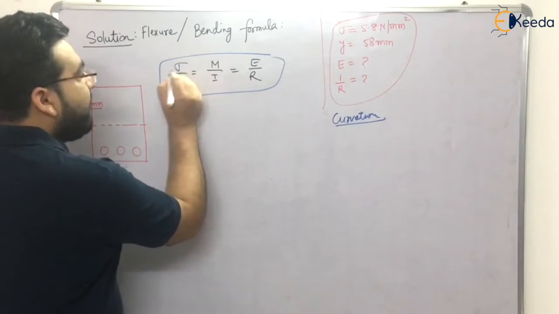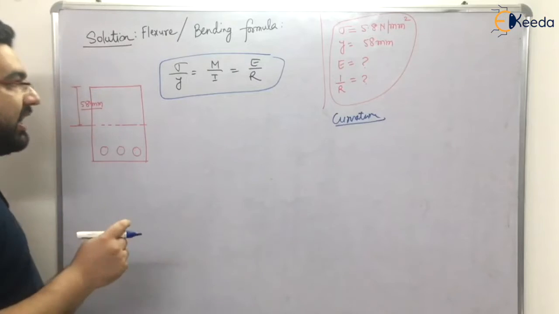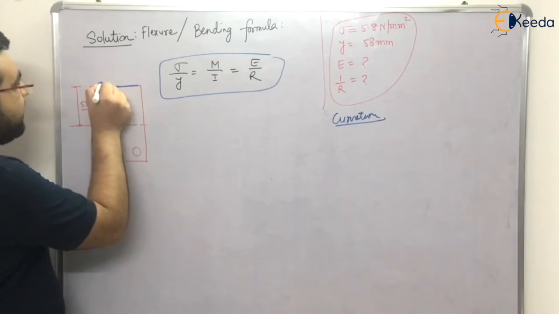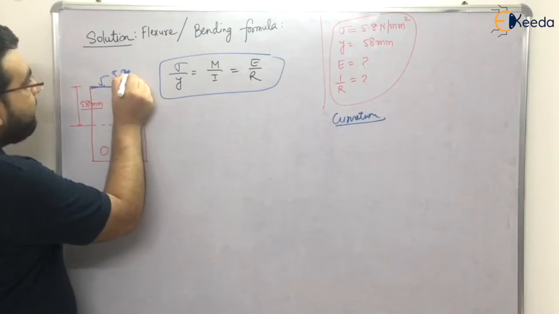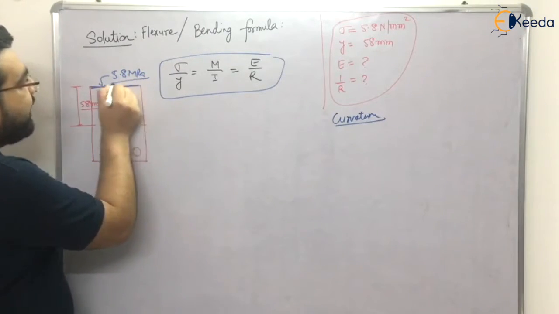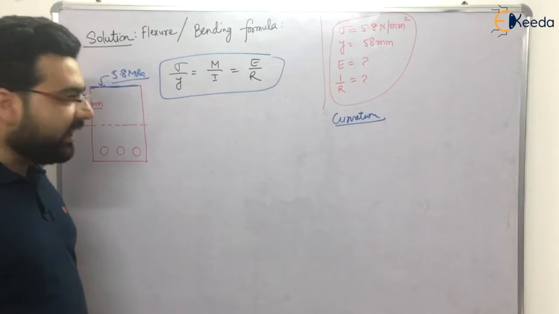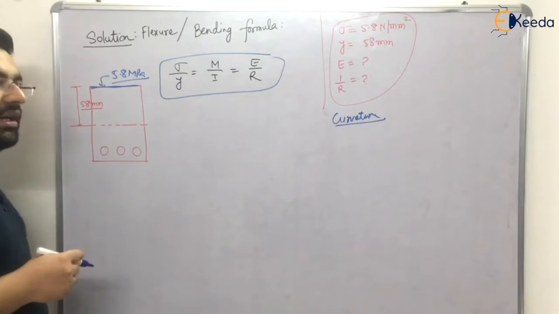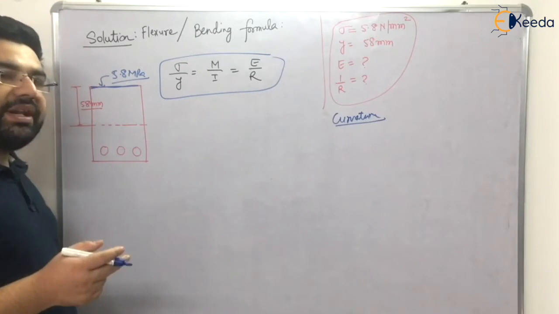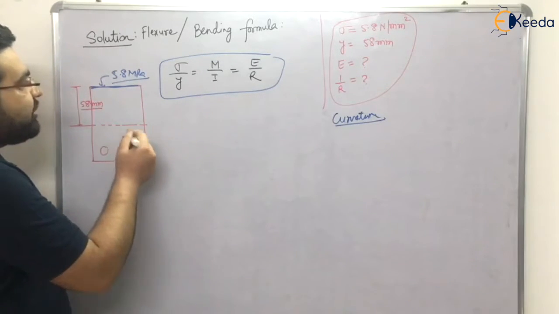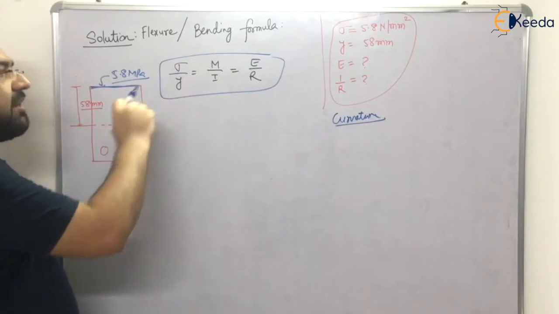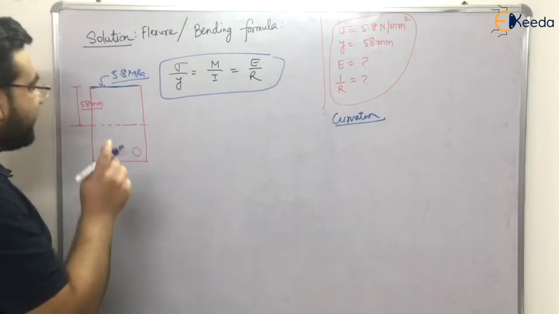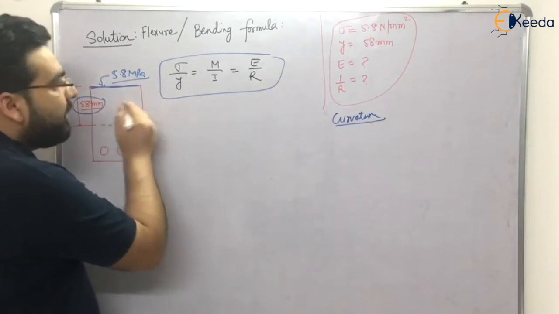Is sigma given to me? Yes. In the question it was given that the stress at the extreme fiber in compression is 5.8 megapascals. Remember, in the question it was given. Clear? Now, is y given to me? Yes, y is also given to me. What is the meaning of y in strength of materials? Y is known as the distance of the extreme fiber in compression from the neutral axis. So the neutral axis is given to you. It is 58 mm. So y will be equal to 58 mm.